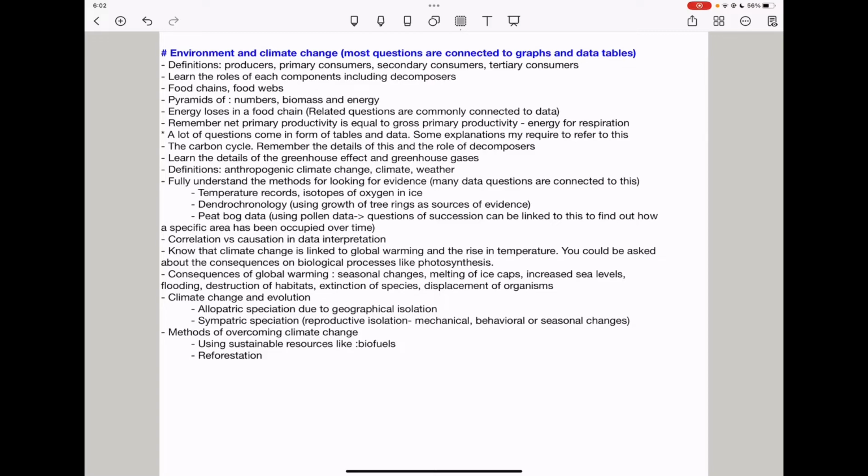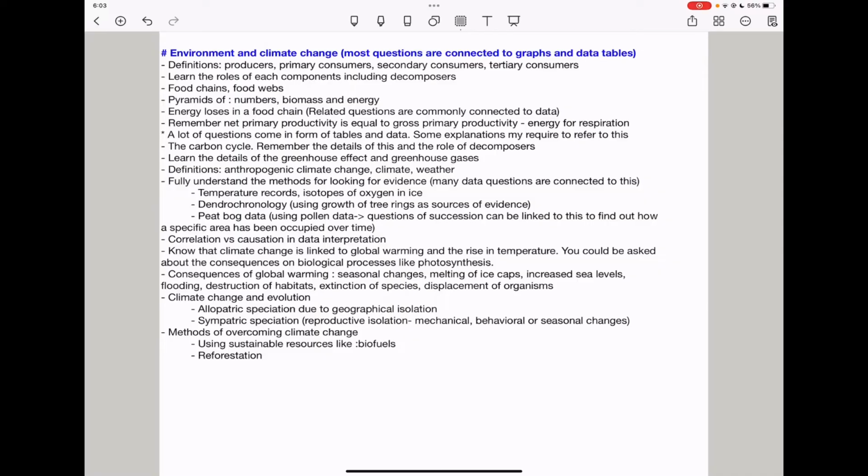Please fully understand the difference between a correlation and a causation in data interpretation. If you look at data more so relating to climate change, the evidence given, does it show a correlation or does it show a causation? You need to fully understand that. You need to know that climate change is linked to global warming as well as the rise in global temperatures. You could be asked about the consequences of this rise in temperatures on biological processes, like photosynthesis and so on. Other consequences of global warming include seasonal changes, melting of the ice caps, increased sea level, flooding, destruction of habitats, extinction of species, displacement of organisms, and so on.